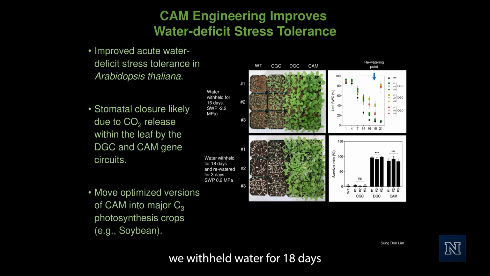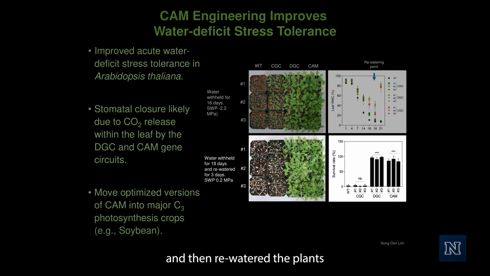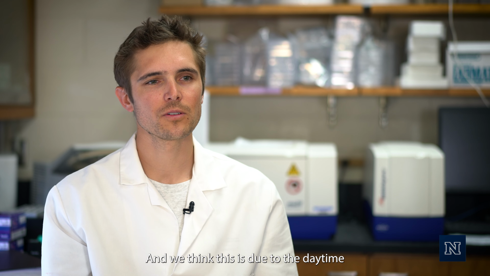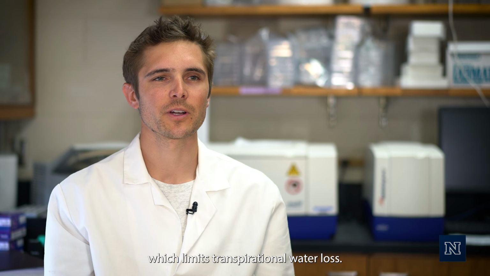To test the drought resilience of the carboxylation module, decarboxylation module, and the full CAM circuit expressing plants, we withheld water for 18 days and then rewatered the plants for 3 days to assess their survival. The decarboxylation module and full CAM expressing Arabidopsis plants showed significantly higher survival, and we think this is due to the daytime closure of the stomata, which limits transpirational water loss.